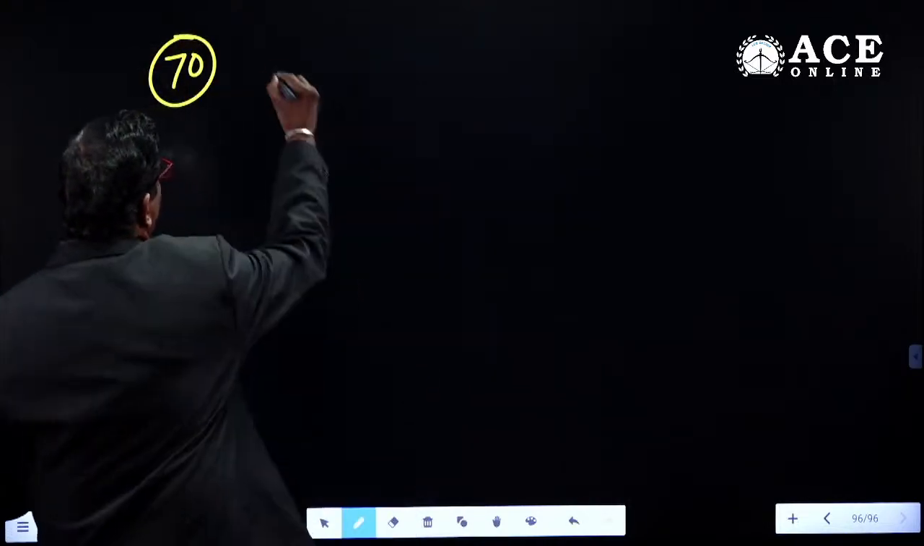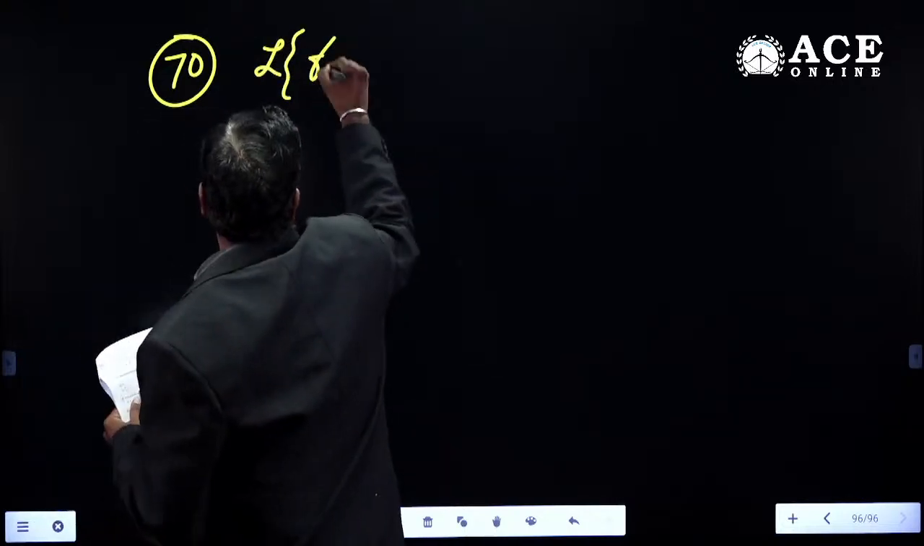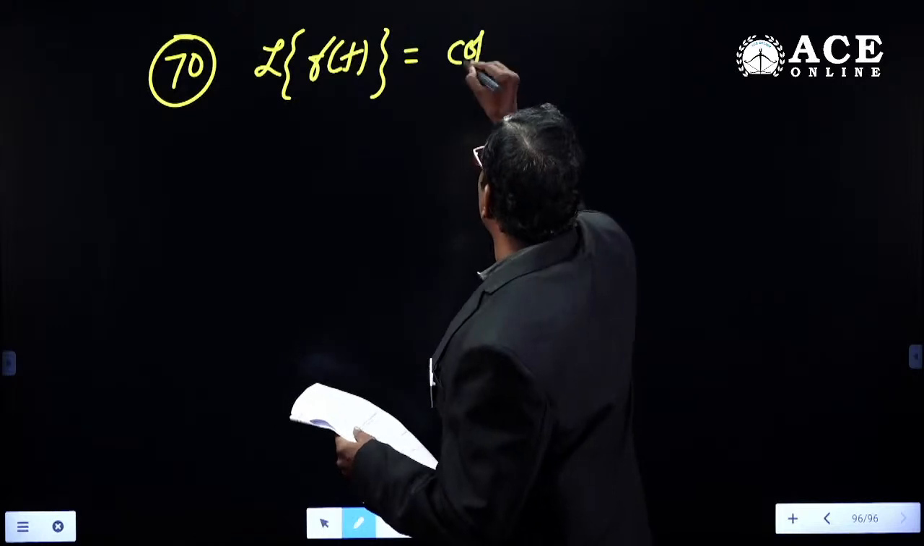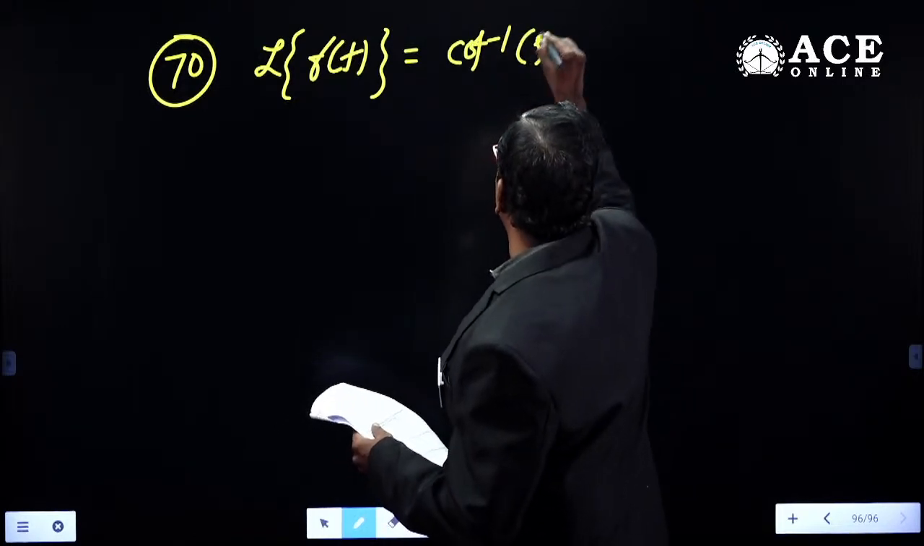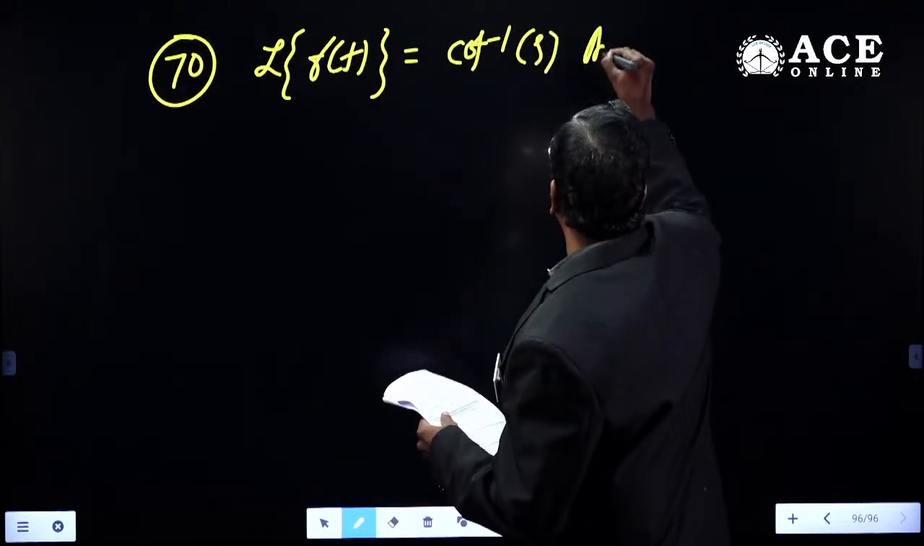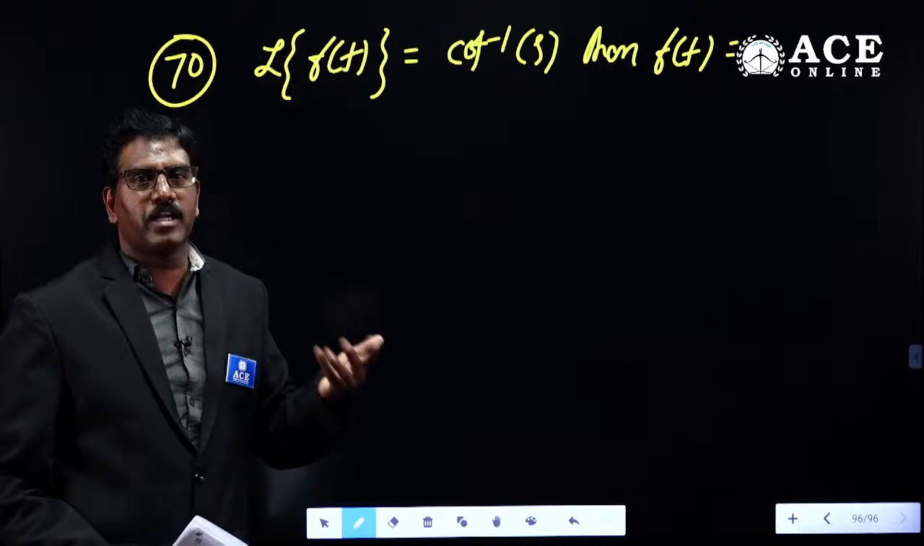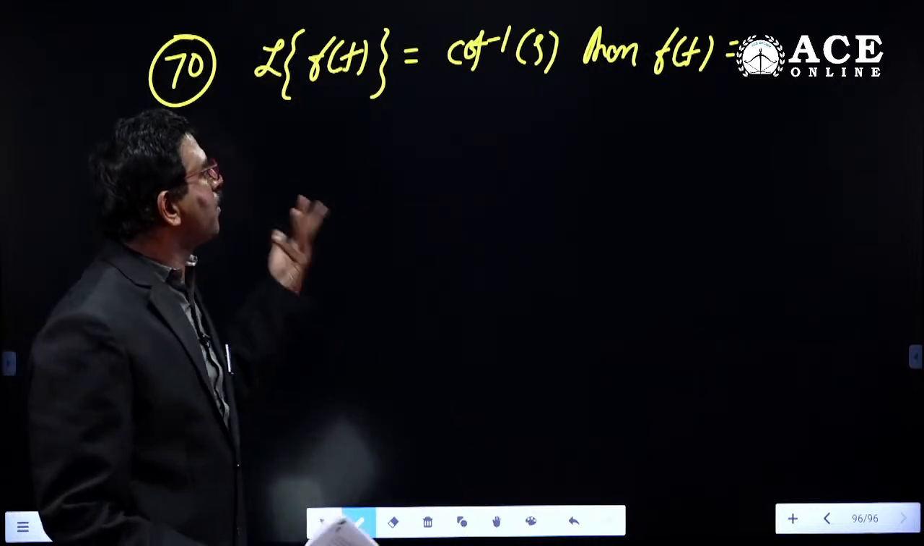Given L of f of t is equal to cot inverse s. Then f of t means the inverse Laplace transform. Actually, inverse Laplace transforms by multiplication with t, directly one application is there, but not required.